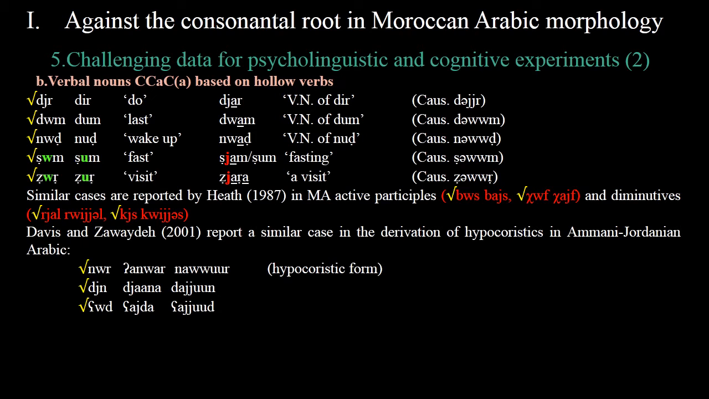Similar cases are reported by Heath in Moroccan Arabic active participles and diminutives. For the first, we have the root bos and the active participle base, and we have the diminutive; or we have the root riel and the diminutive ruil. Davis and Zuwaida report a similar case in the derivation of hypochoristics in Imani Arabic. So we have the root nur, yielding anwar, and the hypochoristic nawur, but we have again the root aud, yielding the noun aida, and the hypochoristic ayud.